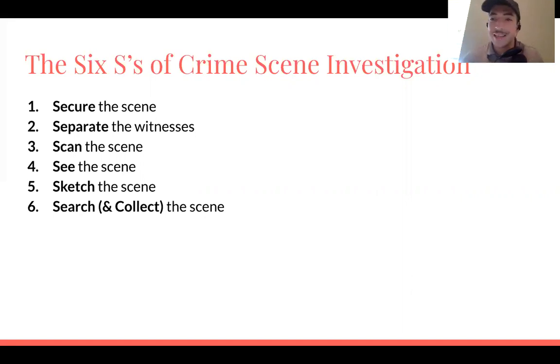Number 3, we scan the scene, right? We make sure, well, is there evidence around? You just kind of start looking at the scene. Then we see the scene. And in step 4, in seeing the scene, we take a bunch of photos. Number 5, you sketch the scene, right? So you draw a nice little diagram. It's basically letting you know where everything is located.